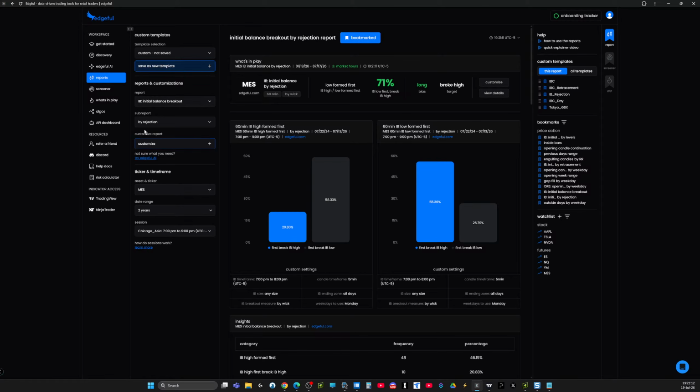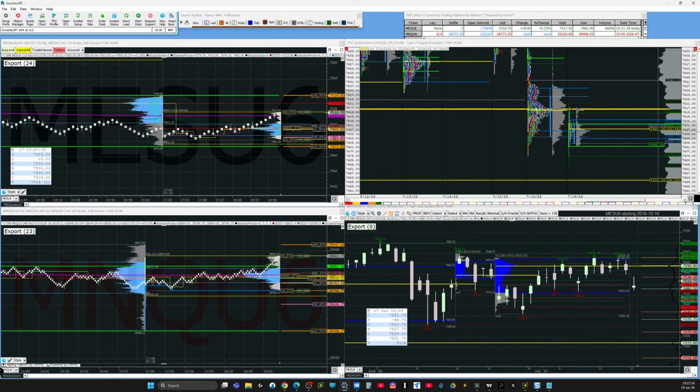now we're in the rejection stage. We're waiting for the first 1 hour, and if the IB low was formed first, which it was, or the ORB low in this case, there is a 56% probability we will break the IB high, or the ORB high, with none of these additional settings. So, there we go. Now we're in the hold, and let's look over here.